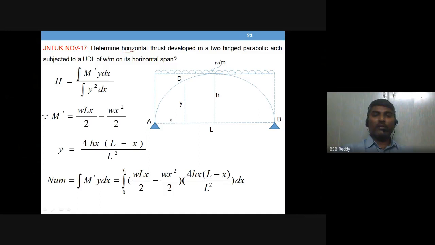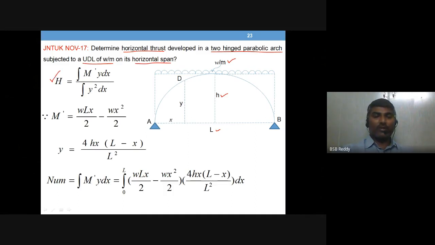You need to calculate the horizontal thrust in a two-hinged parabolic arch subjected to UDL on its total horizontal span. That is the given problem. The span is L, the rise is H, and it is parabolic. The load is W per meter. So you start working from the horizontal thrust equation.